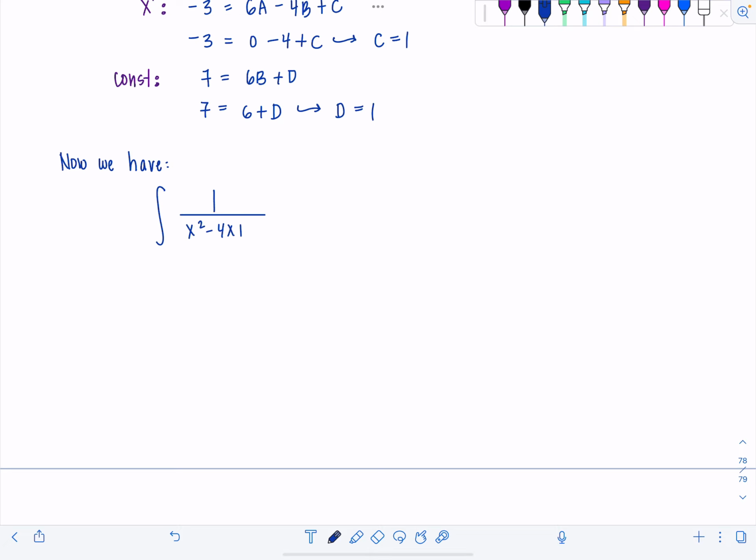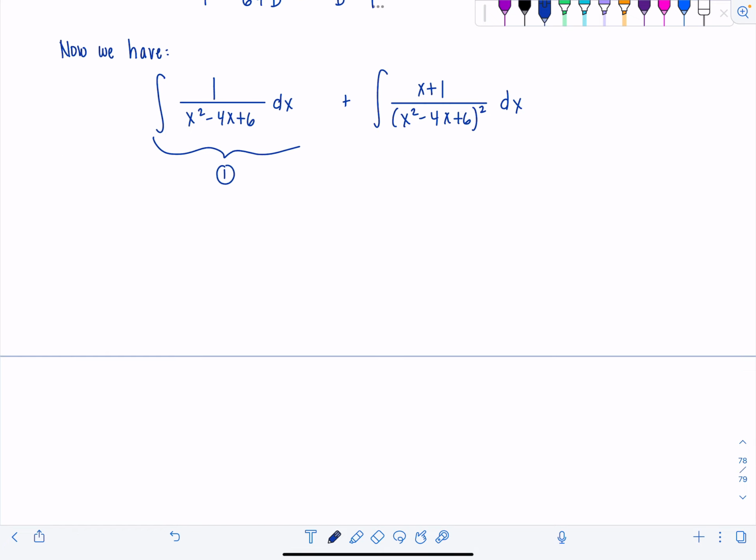x squared minus 4x plus 6 dx, plus the other one, x plus 1 over, this time the denominator is squared, right? So x squared minus 4x plus 6 squared dx. We're going to tackle these separately. So I'm going to call this integral number 1. I'm not calling the other one number 2 just yet. You'll see why.